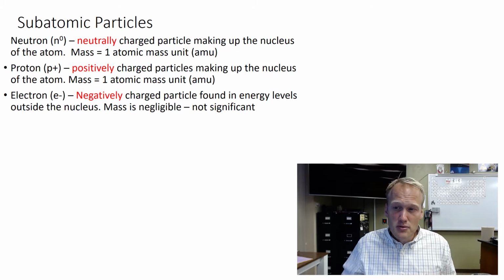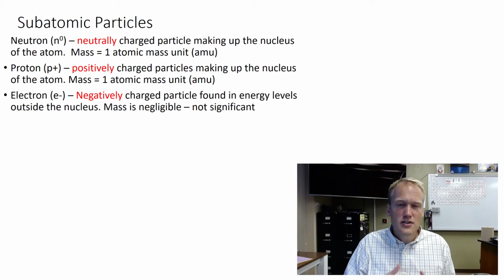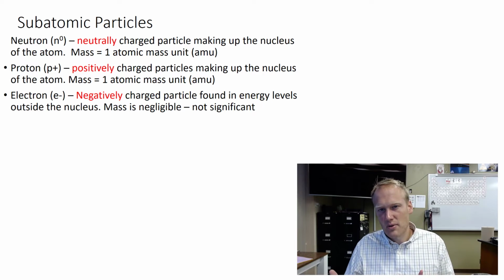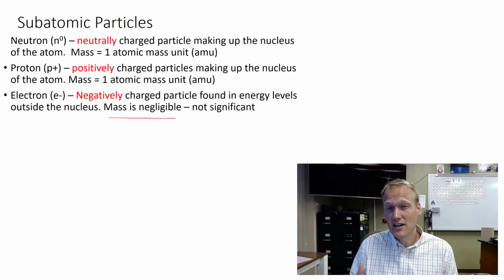The neutrons and protons are located in the nucleus, and the electrons are in energy levels outside of the nucleus. Neutrons are neutral, protons are positive, and electrons are electrically negative. We've already talked about the mass of an electron. Its mass is negligible, or it's not significant enough to count into the mass of the atom.